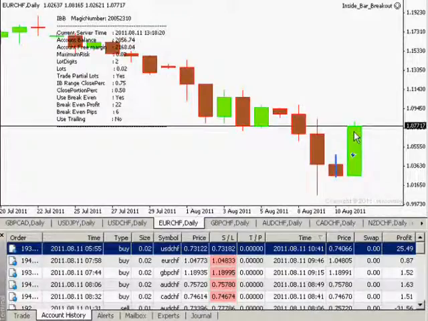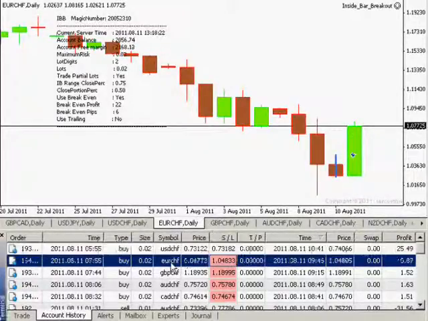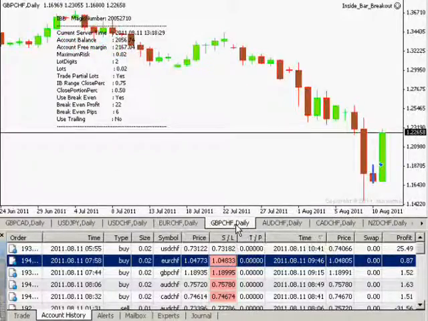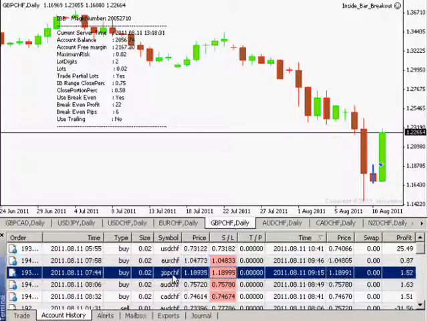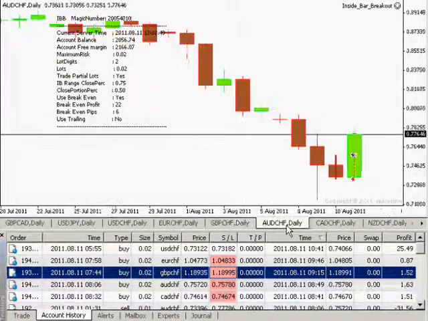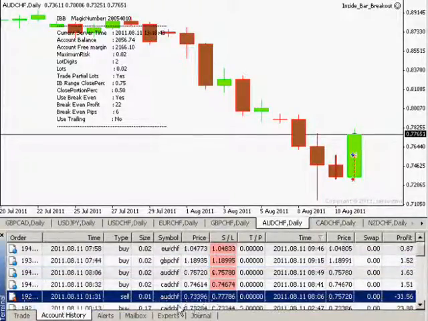Euro franc moved in our direction 22 pips after we got long at 104.77. Stopped out at 04.80. The model moved the stop to break even. Pound franc, we got long at 18.93. 22 pips in our direction. Stop moved to 6 pips. Stopped out at 18.99.